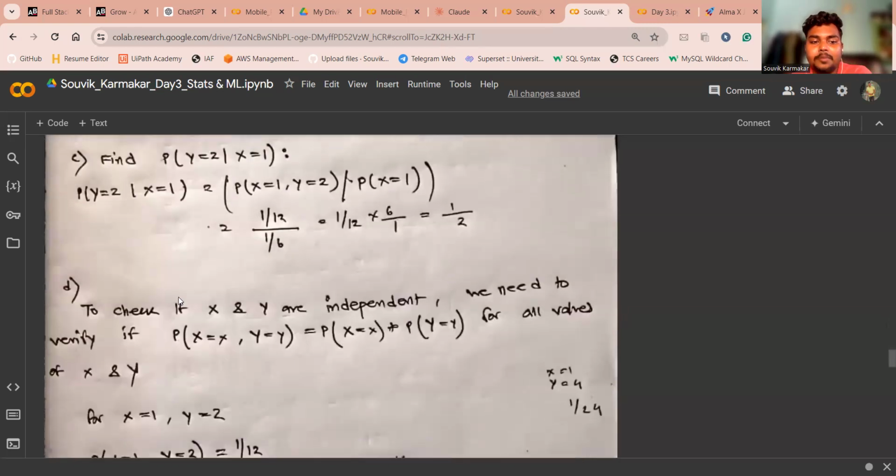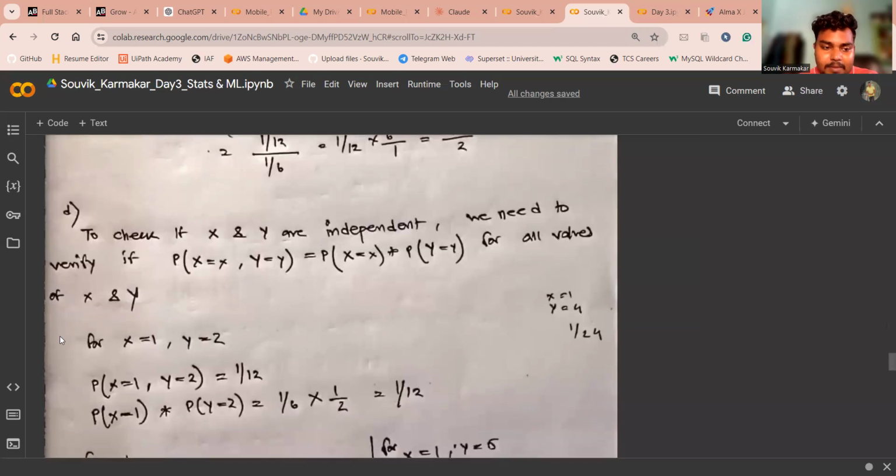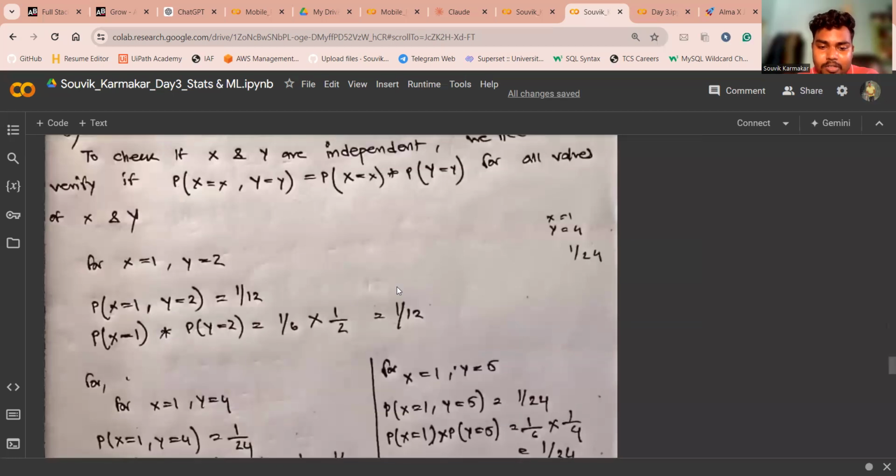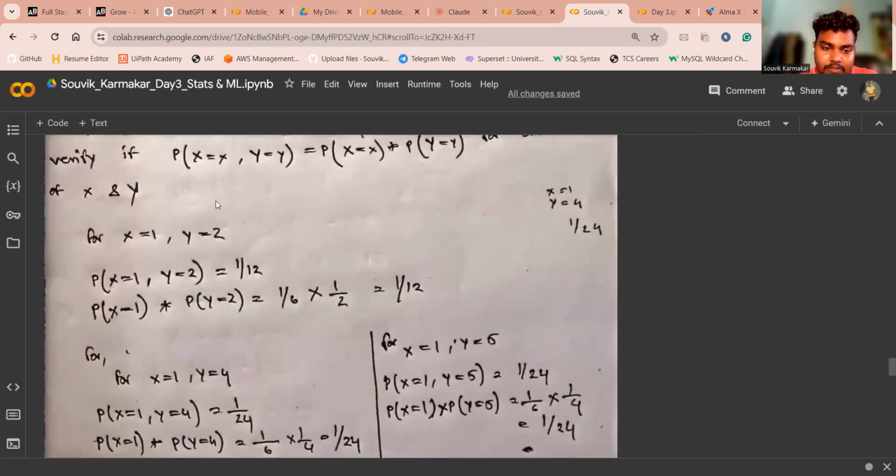After that, we have to state whether X and Y are independent or not. We can say X and Y are independent if they satisfy this equation: probability of X equals x, Y equals y, equals probability of X equals x times probability of Y equals y, for all values of x and y. We need to check that this equation is satisfied. Here I am showing it for 3 or 4 values, but I already checked the other values also, so you can do the calculation for other values.